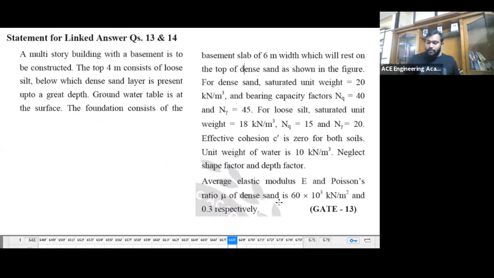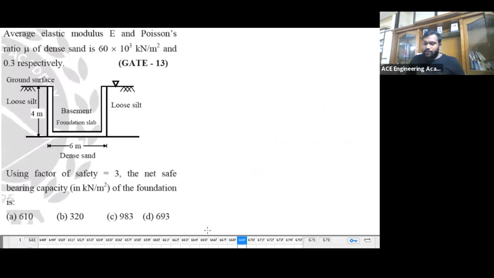This is one of the very good questions, and see, there is a new point that you are going to see here. You see, a multi-story building. So the given is a multi-story building with a basement is to be constructed. The top 4 meters consists of loose silt. See, I have given you here.